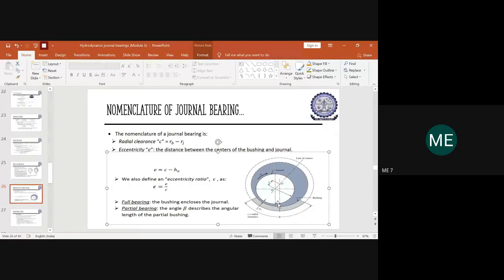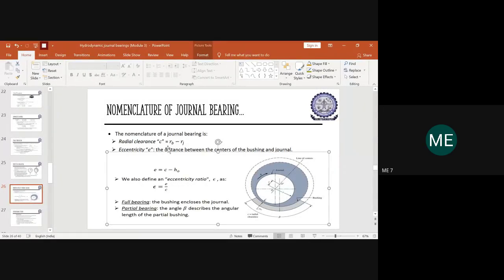If you take this distance from this center towards here, this entire distance will be the radius of our bearing, and this will be the radius of the journal. So the difference between the radius of the bearing and the journal will provide us the radial clearance. This value will be termed as the radial clearance, which provides the difference between the journal and the bearing in a circumferential manner, and hence we call it the radial clearance.